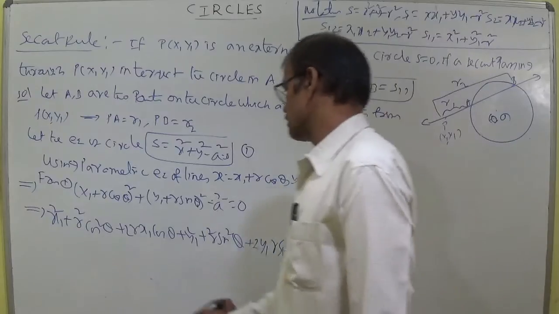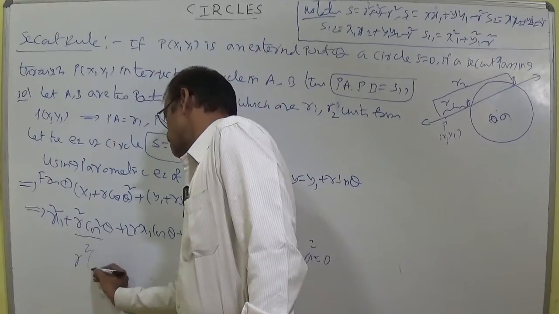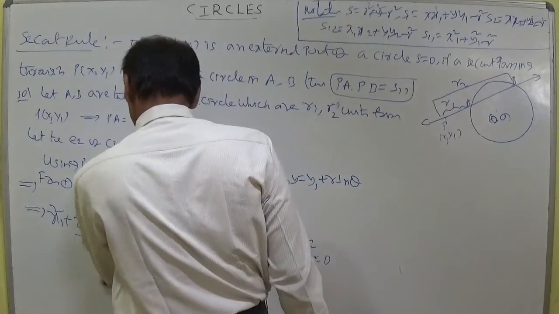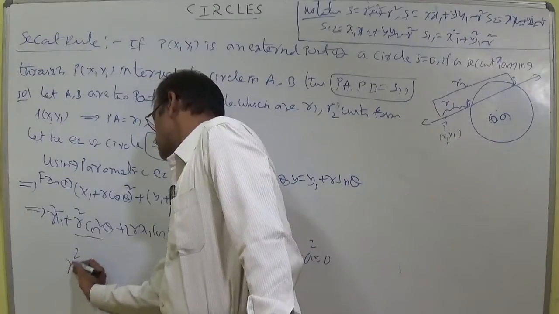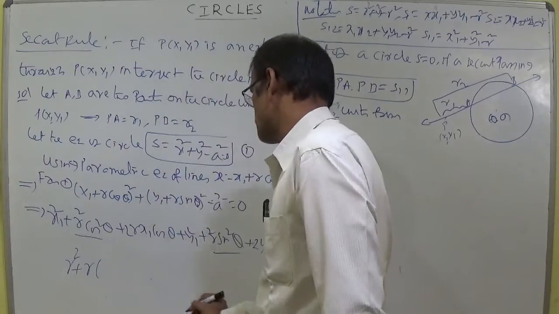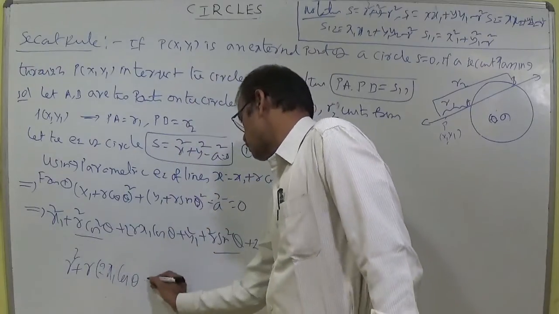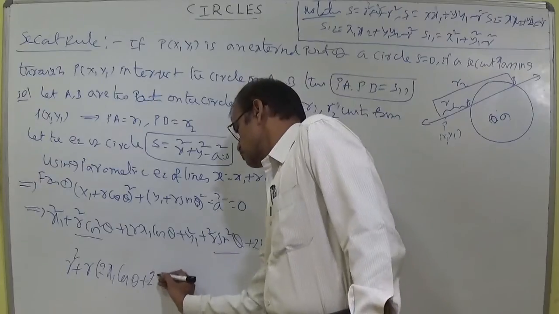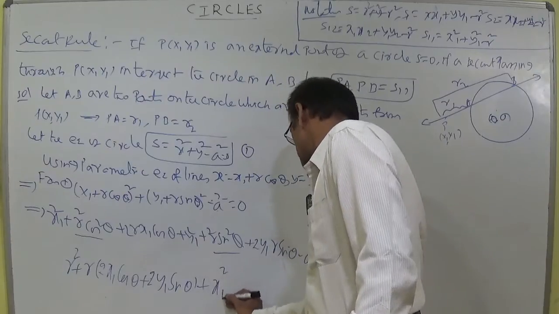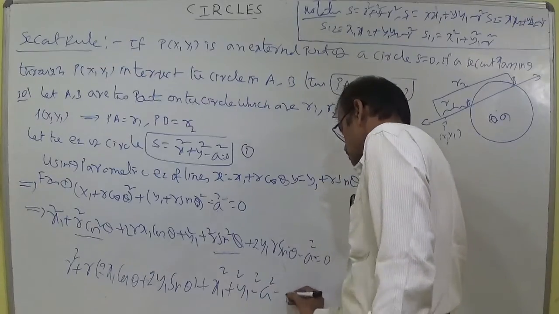If we are taking common, this is r square cos square and r square sin square taken common. We can write here r square into cos square theta plus sin square theta. Directly I am writing plus r, I am taking common, then we can write here 2x1 cos theta plus 2y1 sin theta plus, here you should try to understand that you can write x1 square plus y1 square minus a square equal to 0.